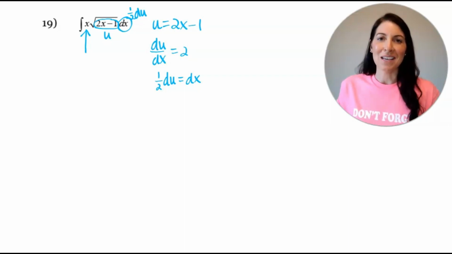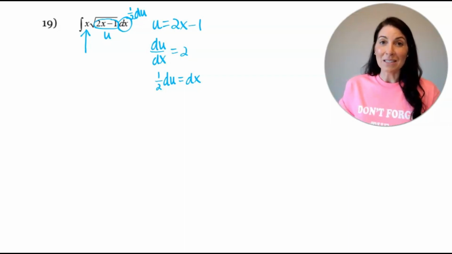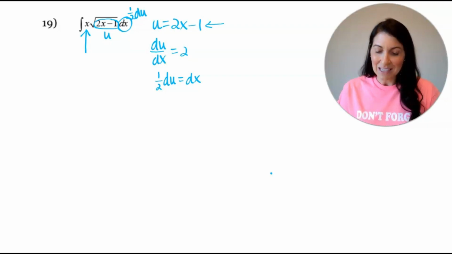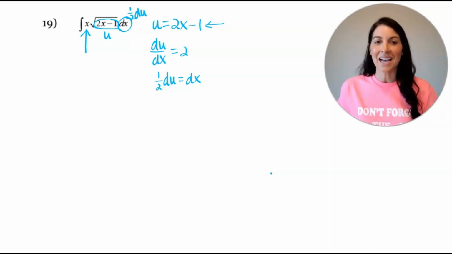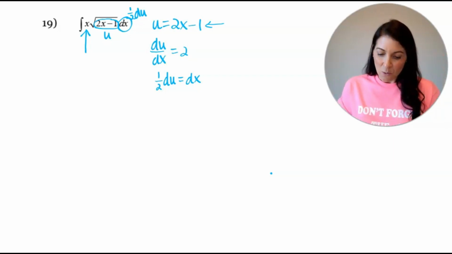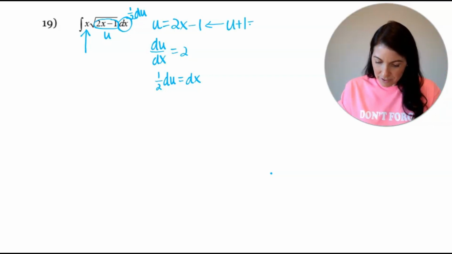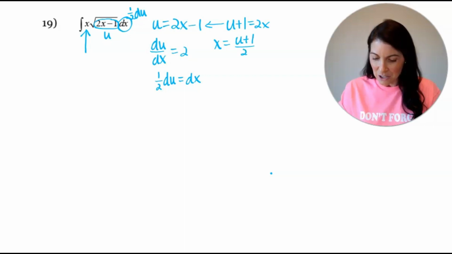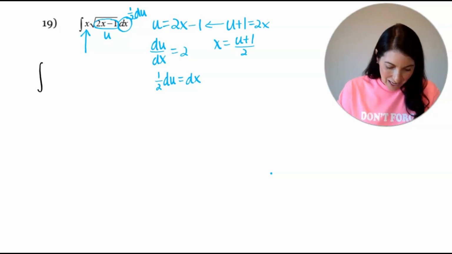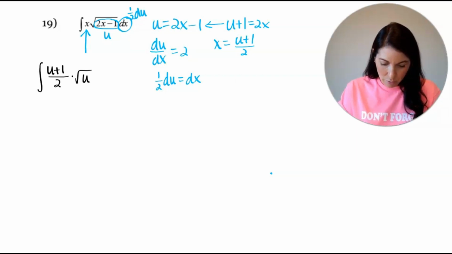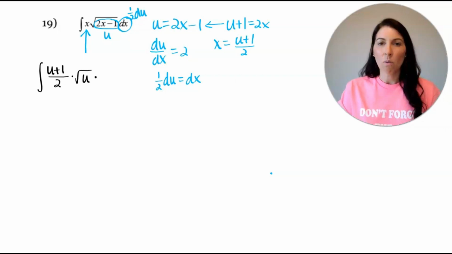Well, there's a trick to this. Because we defined u as 2x minus 1, we can take this equation and solve it for x. And that's what we can replace x with after our integral. So we can add 1 to this side, and then divide both sides by 2. So then you can see x is u plus 1 over 2. So let's rewrite this integral. We would have the integral of, instead of x, u plus 1 divided by 2, times the square root of u, times 1/2 du.